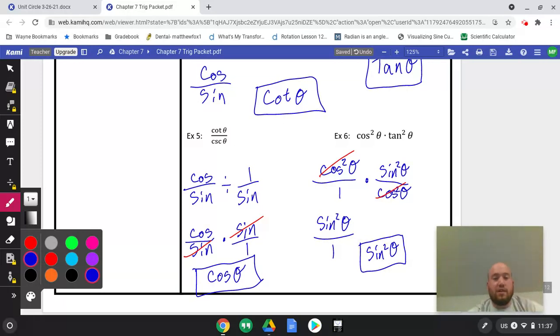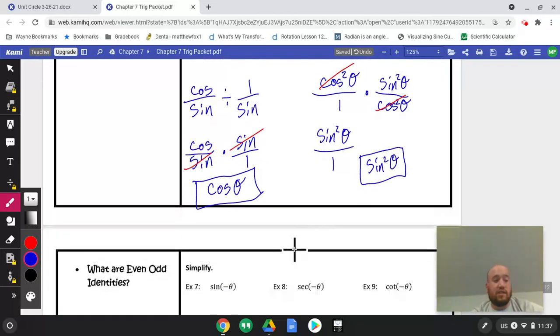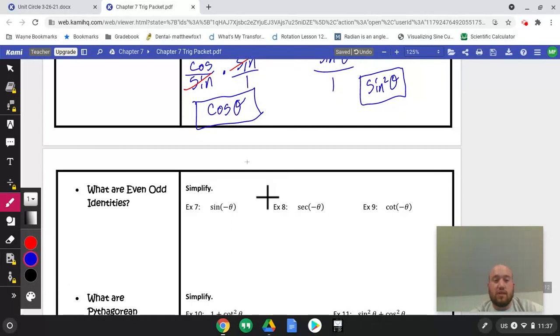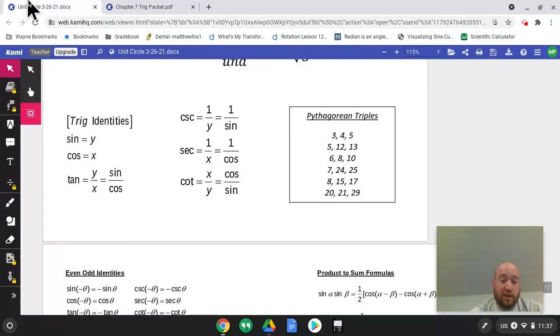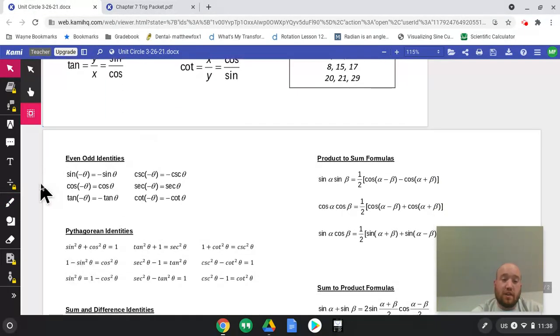All right. So go ahead, flip it to the back. And now for this next one, before we talk about this, we're going to want to look at something called our even or odd identities. So if you go to that orange paper we have and flip to the back here, even odd identities, they're already written here for us.